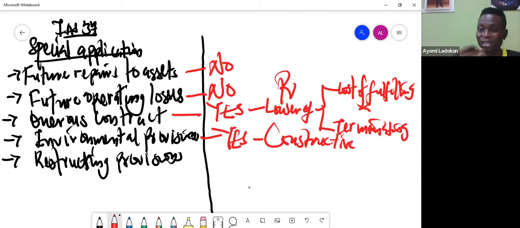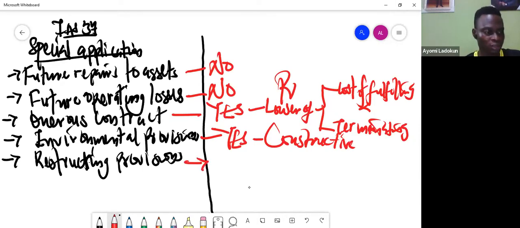So that means they have created a constructive obligation. Is that okay? And as a result of that, they can go ahead and create provision. And then if they want to create provision, they have to create provision for damage that's already been done, not future damage that will be done. Is that okay? It has to be damage that's already been done. So that's the environmental provision.